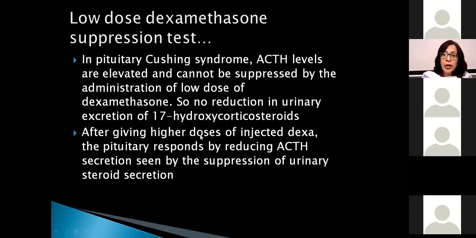So there is no reduction in urinary excretion of 17-hydroxycorticosteroids. This is one of the metabolic products in the pathway of cortisol production. After giving high doses of injected dexamethasone, the pituitary responds by reducing ACTH secretion, seen by the suppression of urinary steroid secretion. Now, if you give a larger dose of injected dexamethasone, then the ACTH can become suppressed. May or may not, but can.